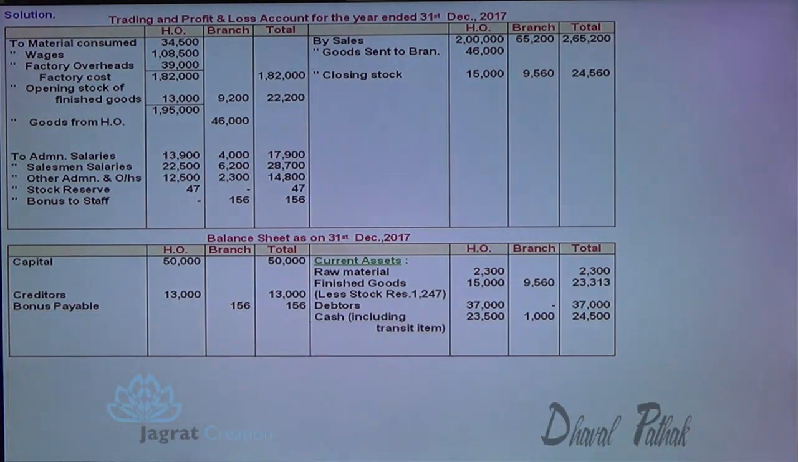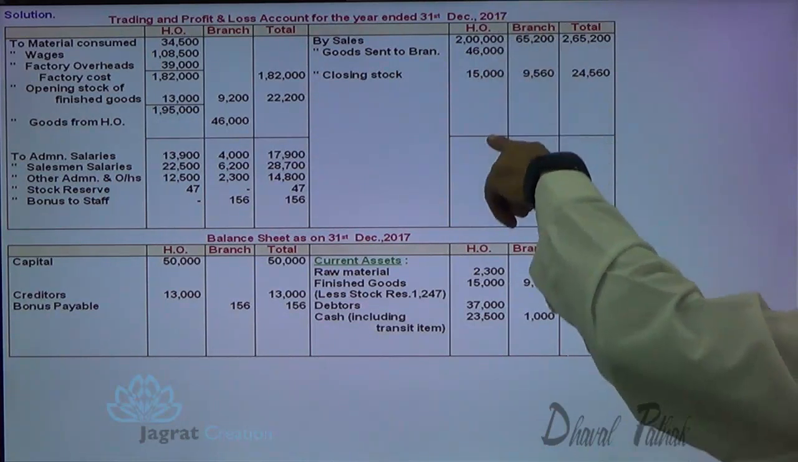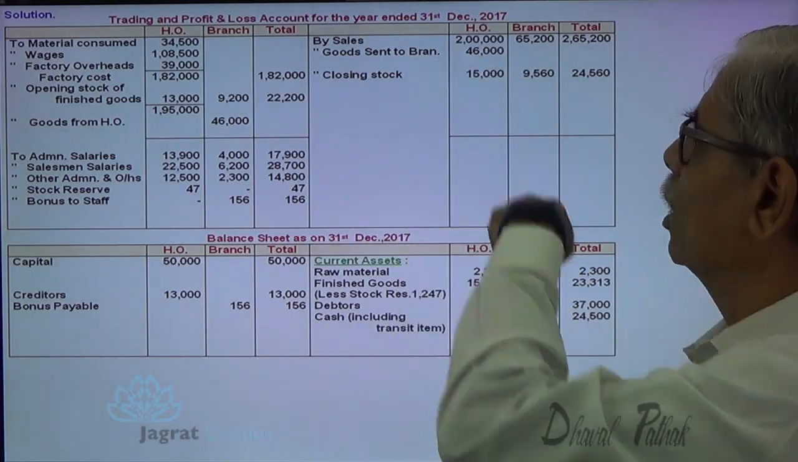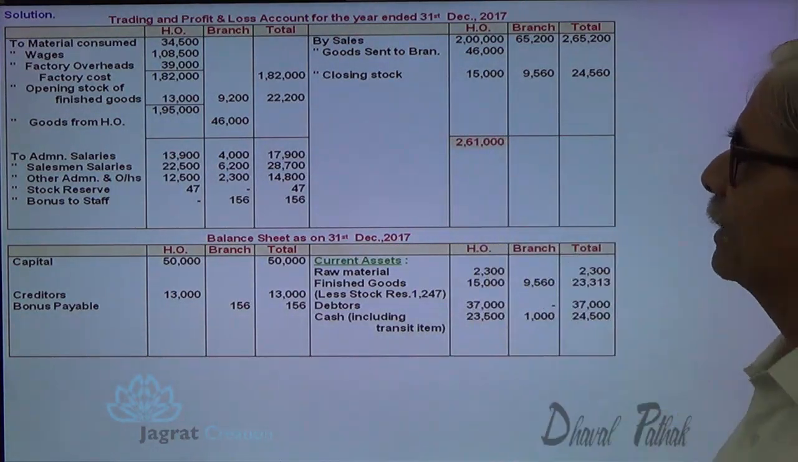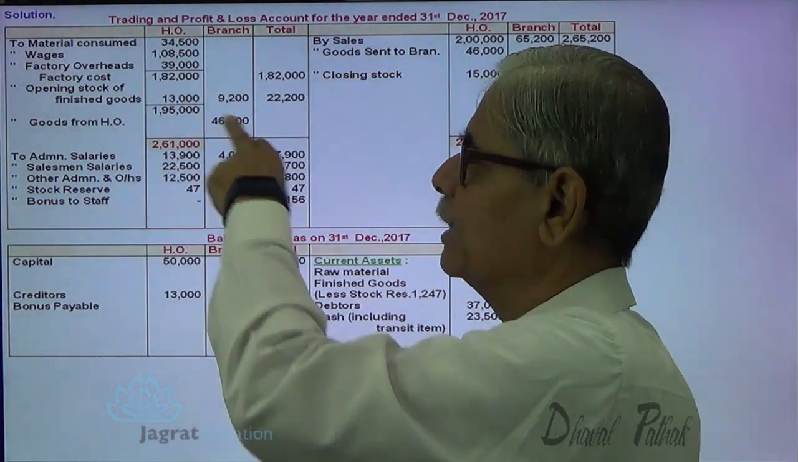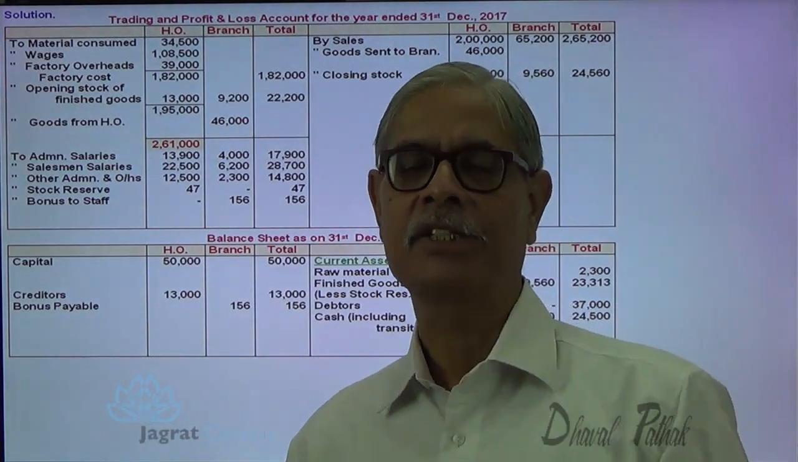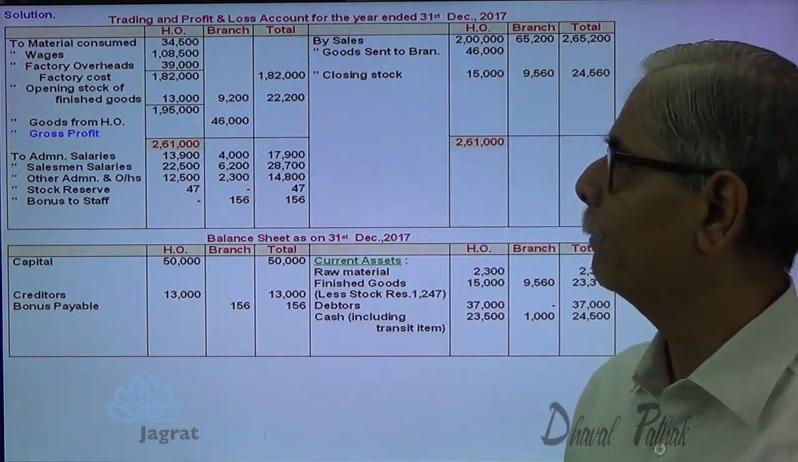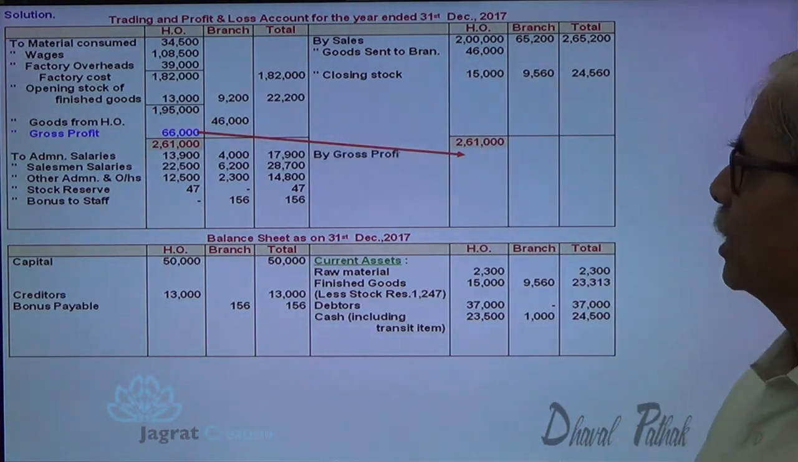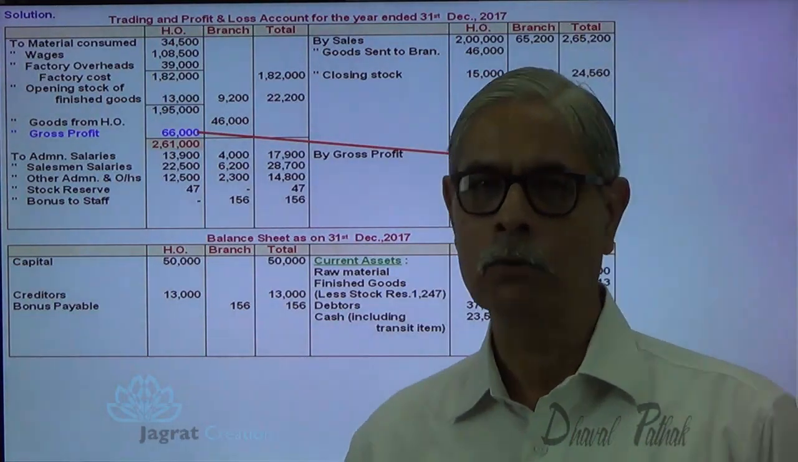Now I want to find out the profit. Total of credit side minus total of debit side. Total of credit side is 2 lakh plus 46,000 plus 15,000, 2 lakh 61,000. 2 lakh 61,000 minus 1 lakh 95,000, 66,000 is the profit that we have already worked out in a working note. If you remember, that profit is transferred to the credit side of profit and loss account.